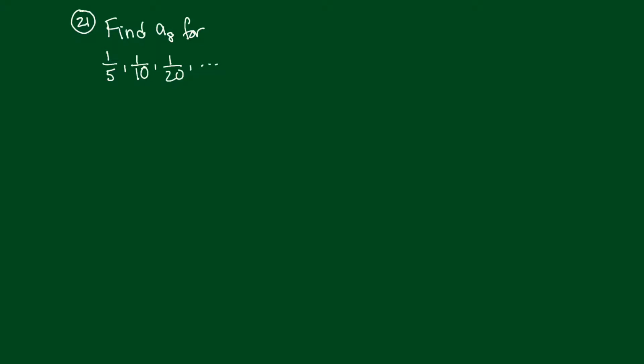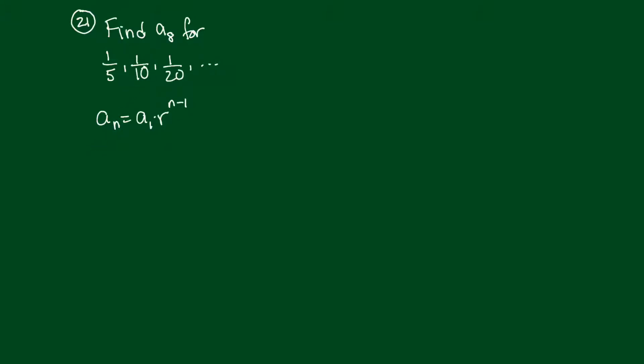We're given that this is a geometric sequence and we want to find the 8th term. Now we have a general term formula for this. It's a sub n equals a1 times r to the n minus 1, where a1 is the first term in the sequence. We have that. r is a common ratio. We don't have it, but we can get it. And n, well, that's the term number, and we have that one. That's going to be 8.